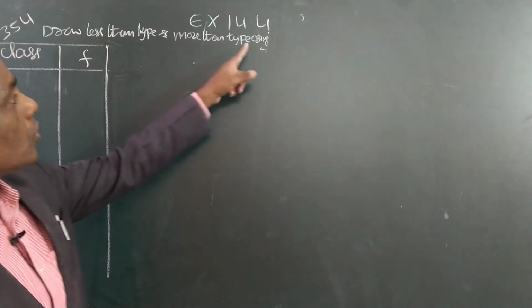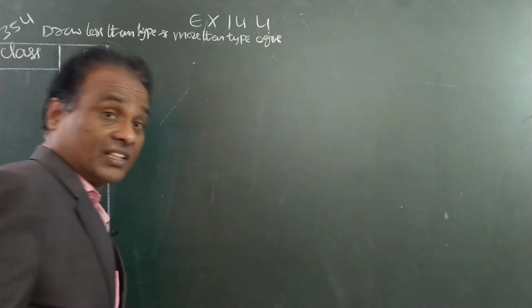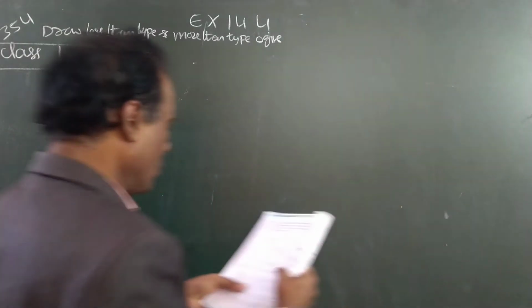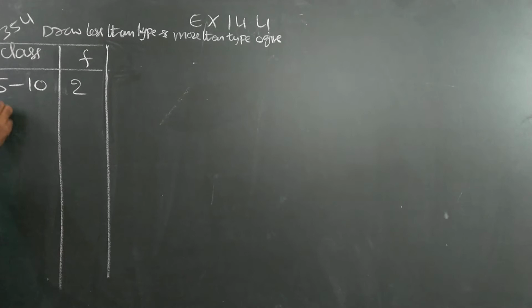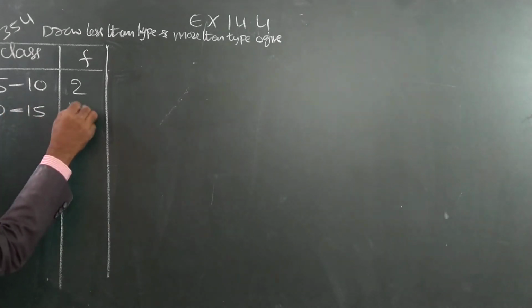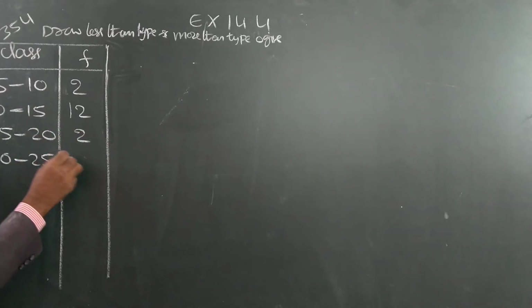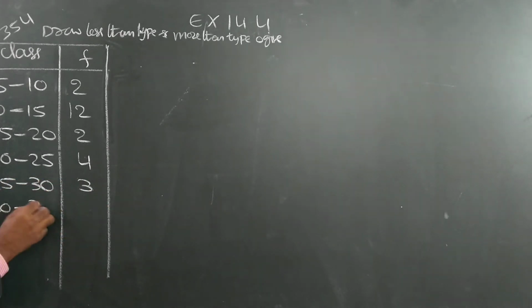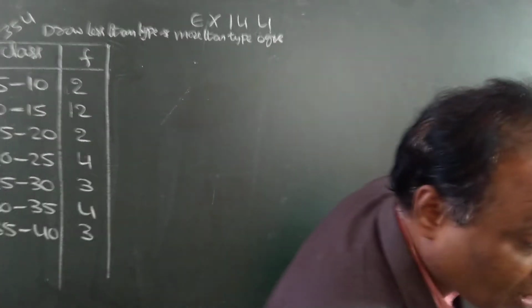Draw less than type and more than type ogive, both for this. And data you write down. This is your example problem only. So 5 to 10 the frequency is 2. 10 to 15 frequency is 12. 15 to 20 frequency is 2. 20 to 25 frequency is 4. 25 to 30 frequency is 3. 30 to 35 frequency is 4. 35 to 40 frequency is 3. This is the table. Draw both the ogives.